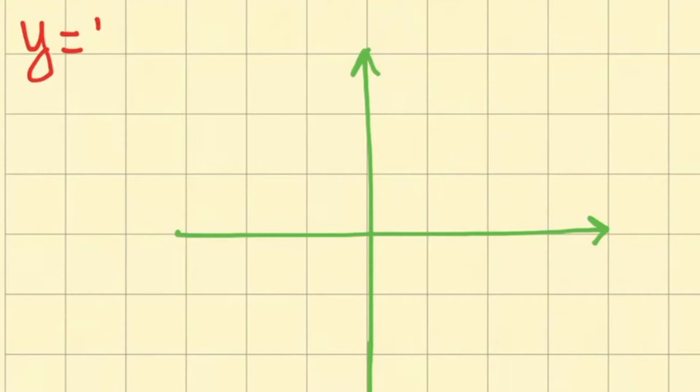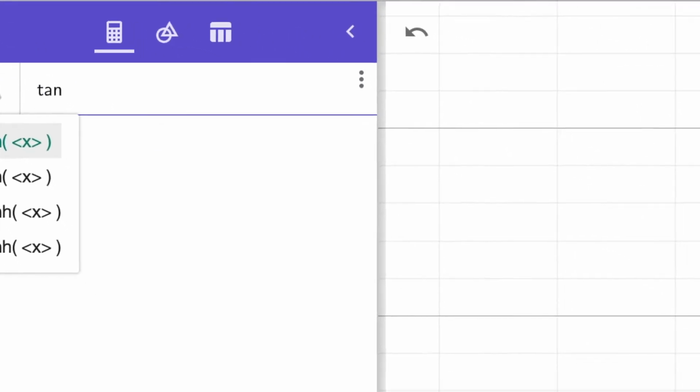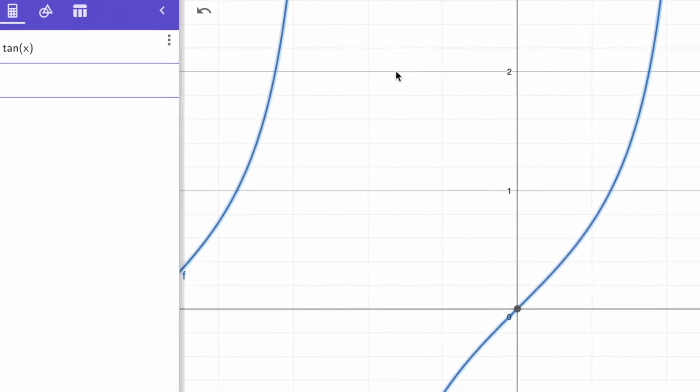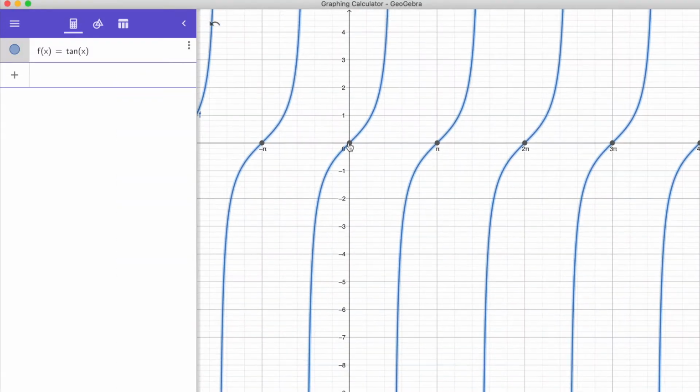In this video, we look at how to graph the tangent parent function and its transformations. I first graph tan x using GeoGebra. Type tan x and you get this famous graph. As you can see, it is periodic, repeating itself every period of pi.